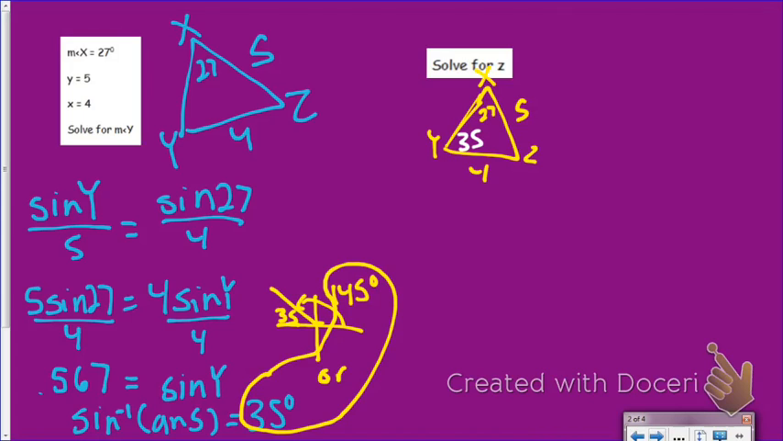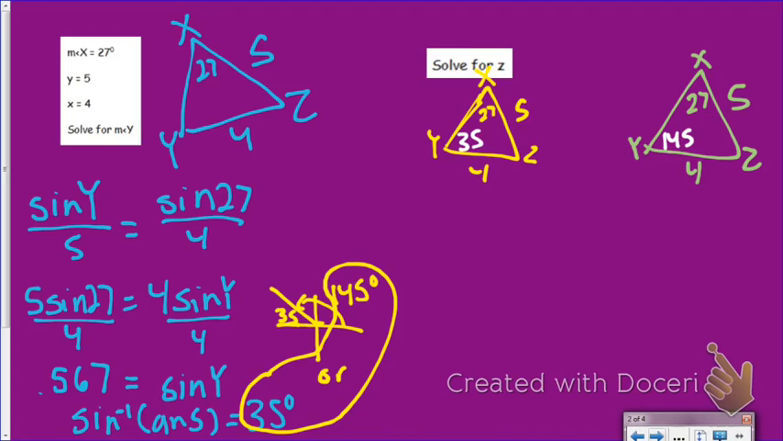But as we know, there's a second possible answer here, so I'm going to draw another triangle. In this other triangle I still have XYZ, and I still have 5, 27, and 4. But angle y in this case is going to be a little different. Angle y this time is my second answer, which was 145. That's going to change angle z for both of these triangles.